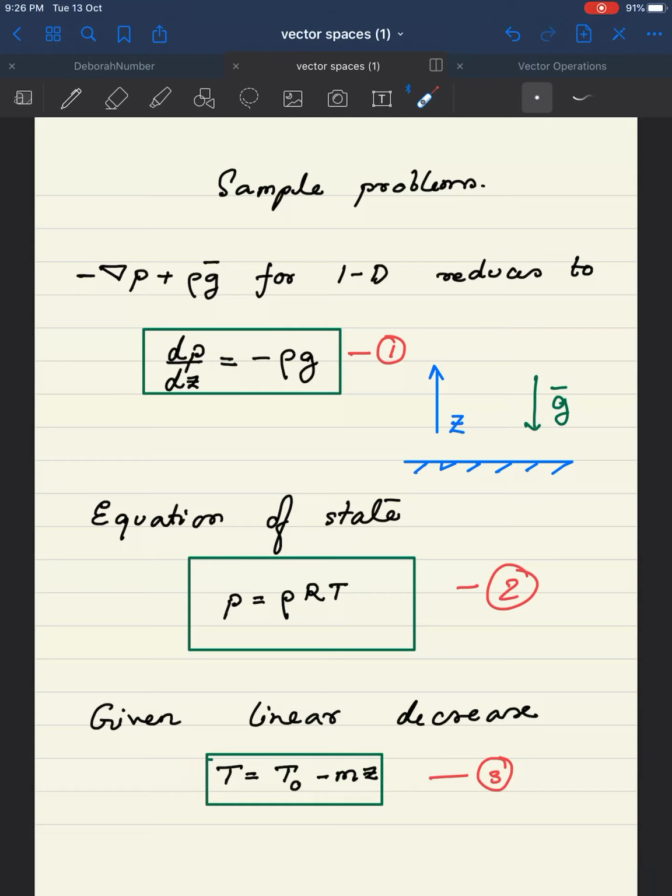So as z goes up, as z increases, T decreases. These are the three things that were given to us. This is because of the one-dimensional nature of the case. This is given to you, and this linear decrease you have been asked to assume.